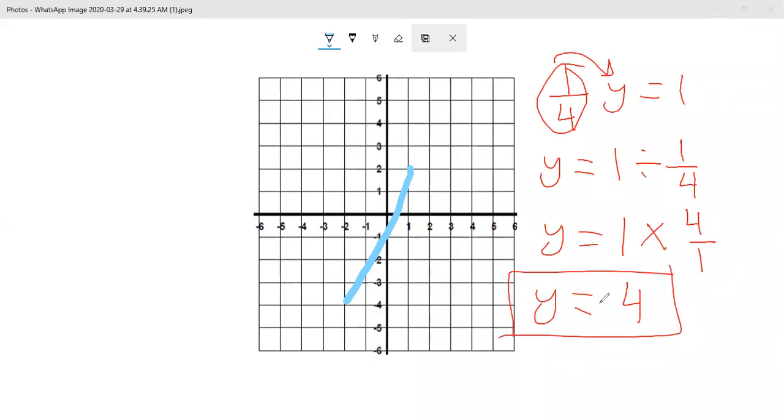So do you have x? No. So m equals 0. And what is the absolute term, the number without x? 4. So c equals 4.